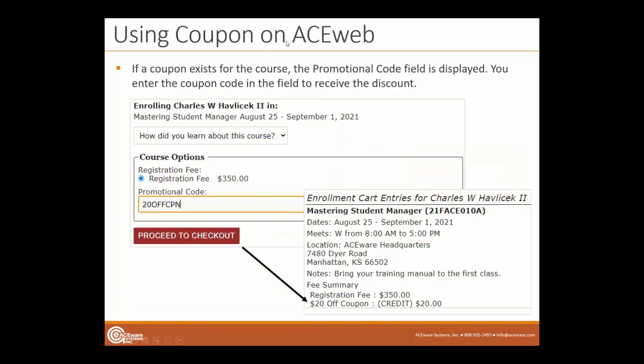This is how it would look on ACEweb. Coupon exists for a course. The promotional code is displayed, saying that there is a promotion. Do you know the discount? And if they put it in on the confirmation, here's what it looks like: $25 or $20 off coupon, which is a credit, and it'd be $20 off. So the $350 would then end up being $330.